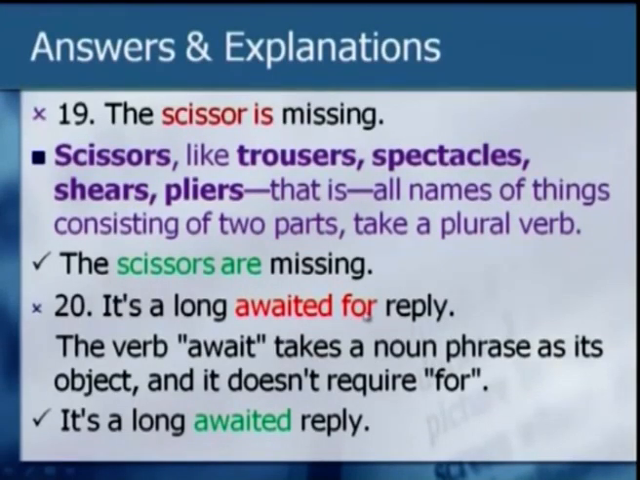The usage of the preposition for is wrong here, because the verb await takes a noun phrase as its object and it does not require for. That means when it is awaited, it will take as its object reply, and it does not require for. So the correct way is "it is a long awaited reply," so not for. But in the next lecture, let us look at some examples of wait where for is required.